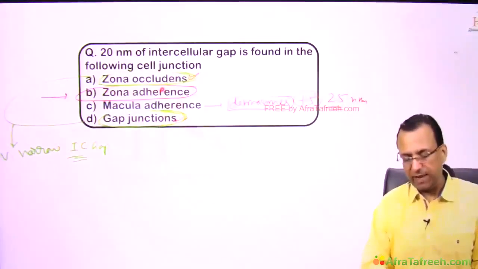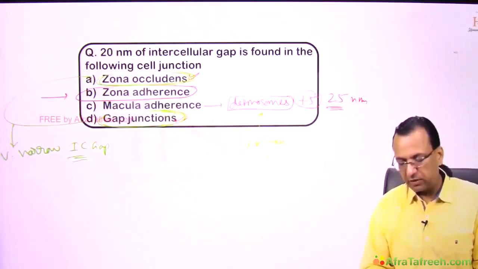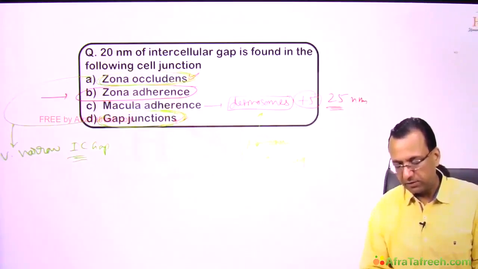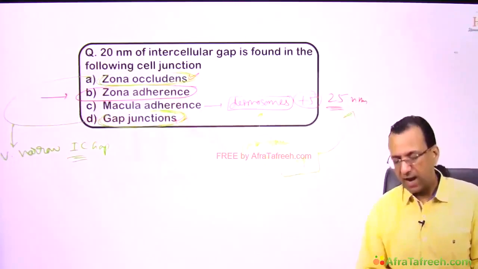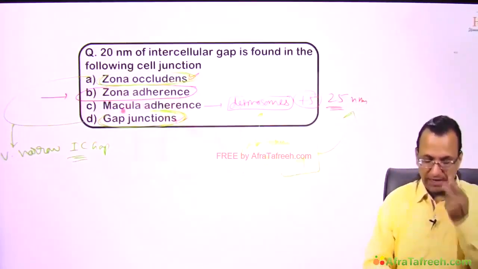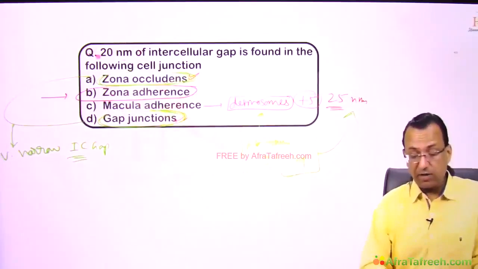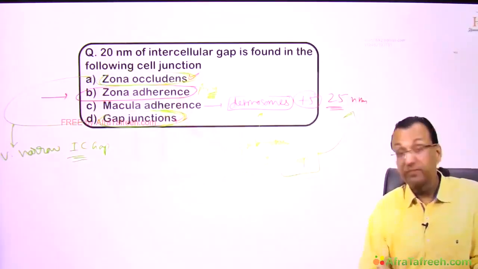Maximum intercellular gap is present at the desmosomes. So maximum intercellular gap is present. What is that? That is 25 nanometer at the level of desmosomes, which are also called macula adherens. Anyway, if you are told 20 nanometer, the answer will be zona adherens. Keep that in mind.